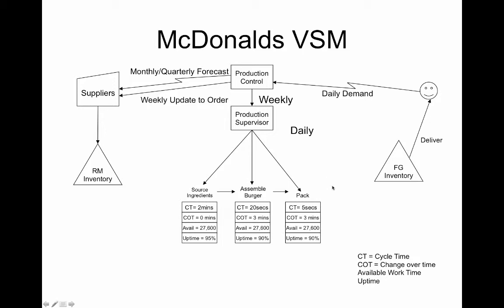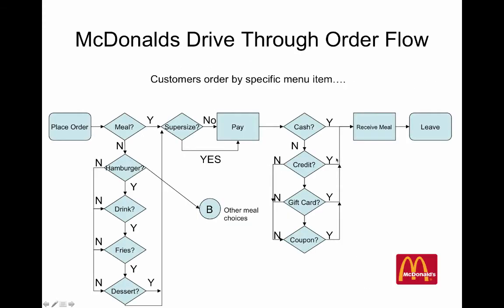So a value stream map helps us to do this kind of analysis and looks at things from the top level, with the forecast and production control, to the weekly updates to the orders, to the relationship between the supply side and the delivery side, and how long it takes to accomplish things for specific processes.